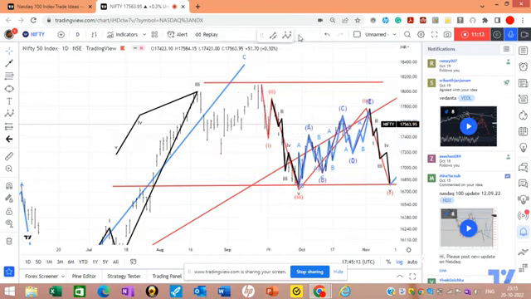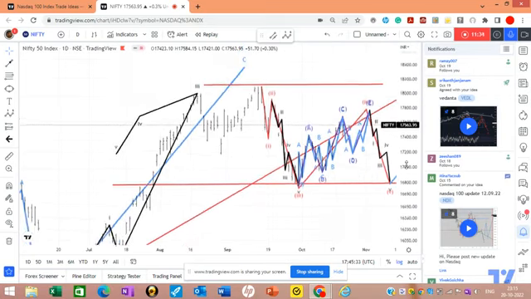Now, what is the confusion? The thing is that this can also be marked as a three-wave move up, A, B, and C. It can also be marked as 1, 2, 3, 4, and 5. So this wave is not very clear. So what I'm going to do is I'm going to mark this as an expanded flat correction.